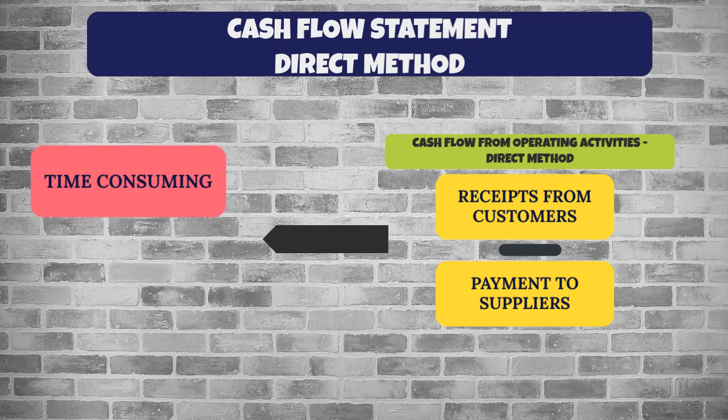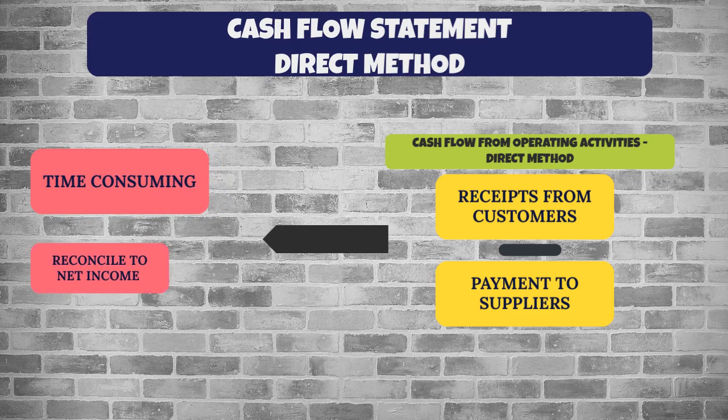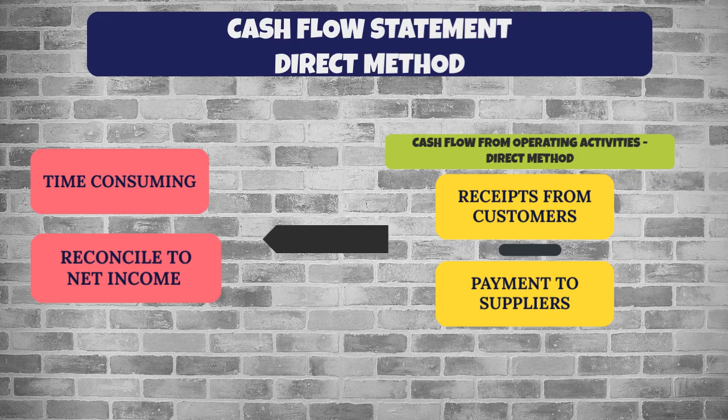Also, when companies adopt the direct method of presentation, they have to reconcile cash flow from operating activities to the net income shown in the profit and loss account, which is effectively the reverse of the process in the indirect method, where we compute from the net income reflected in the income statement to arrive at the cash flow from operating activities. So most of the companies prefer the indirect method of presentation over the direct method.